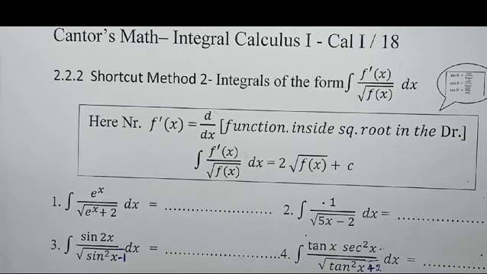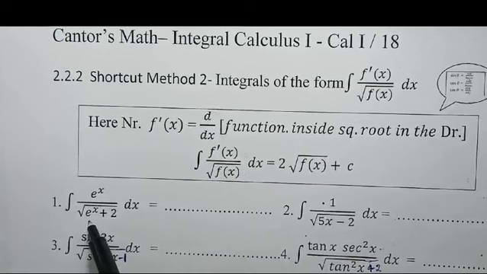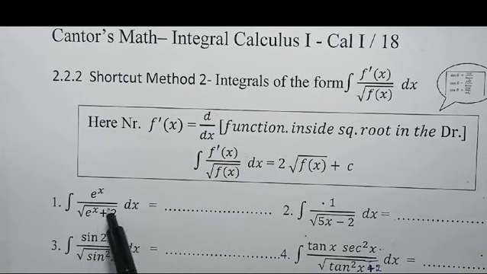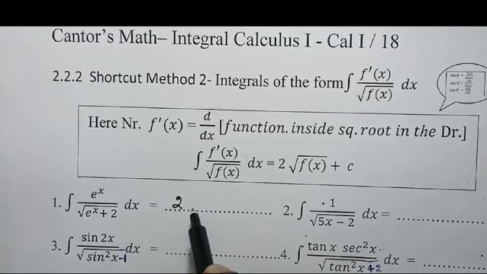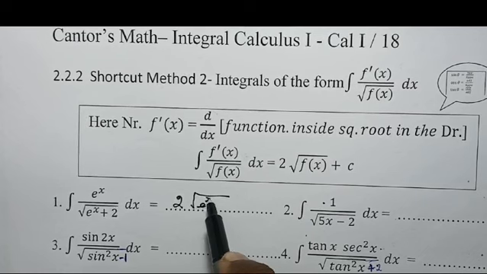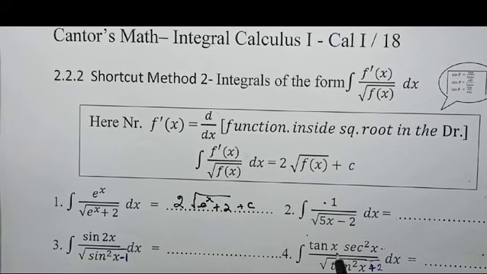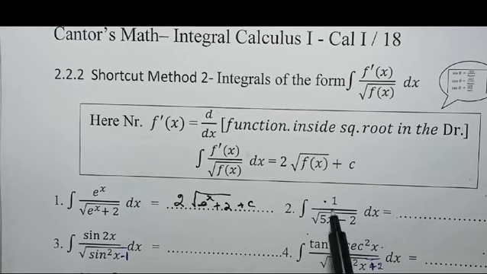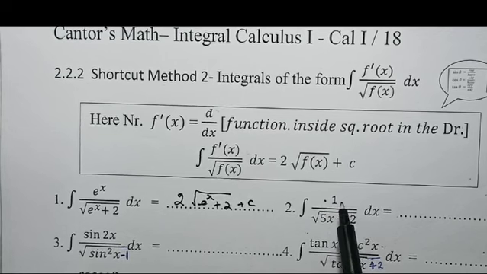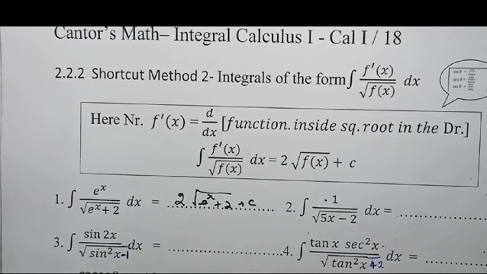Come to problem number 1. Here the same problem, you will differentiate the expression inside the square root. Don't consider the square root. E power x becomes e power x, 2 becomes 0. Therefore, the numerator is d by dx of the function inside the square root. Therefore, you apply this formula: 2 into root of the denominator, write the denominator as it is, plus c. Now, here we have 5x minus 2 in the square root. If you differentiate this, you require 5 here. You adjust and try to complete problem number 2.